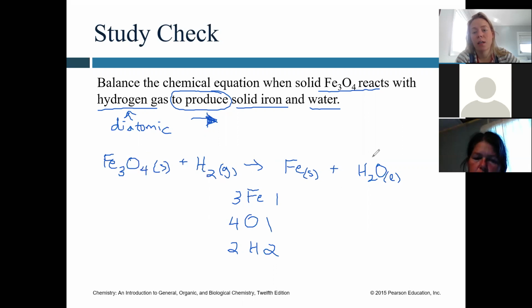There's 4 over here, and there's only 1 over here, so I'm going to put a 4 in front of there. That's going to change this to 4. It also changes this to 8, because 4 times 2 is 8. Then I need to get 8 hydrogens on this side, so I can put a 4 here. That changes this to 8. And then the last thing is to balance the iron. There's 3 there, I need 3 over here. So we've got coefficients of 1, 4, 3, and 4.